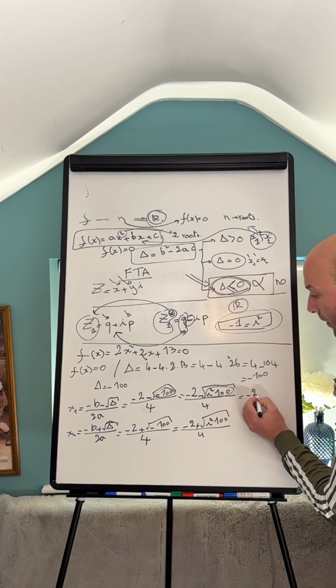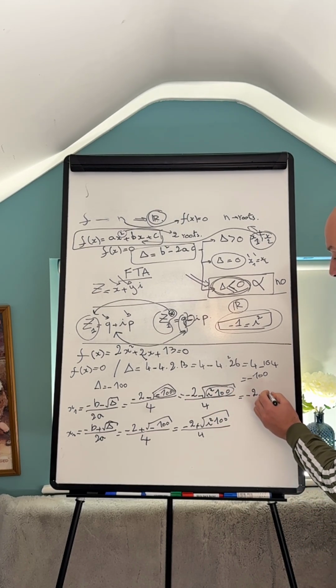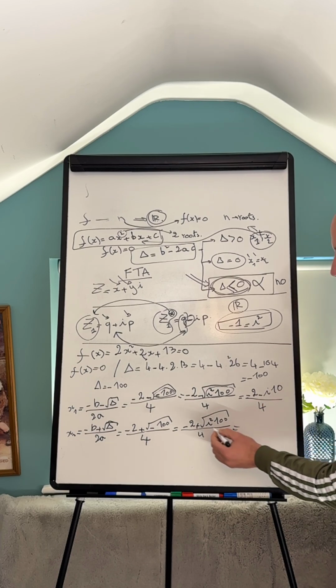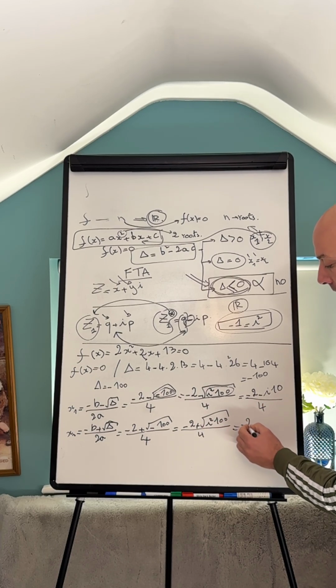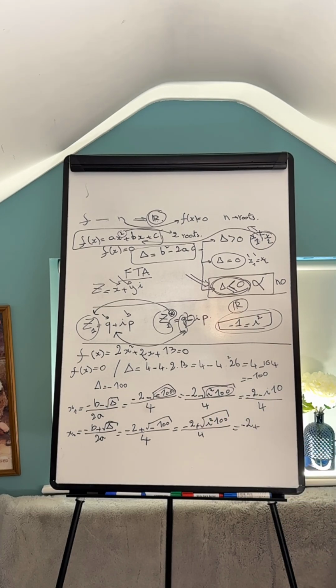Minus 2 minus square root of i squared, which is i, square root of 100, which is 10, divided by 4. And in here, as you say, minus 2 plus square root of i squared, which is i, and then 100, which is 10, divided by 4. And then from here we got our solution.